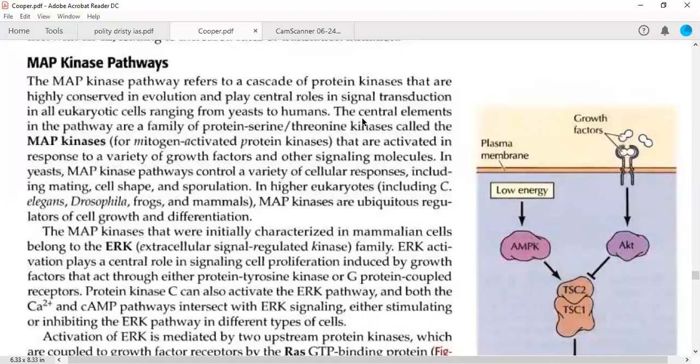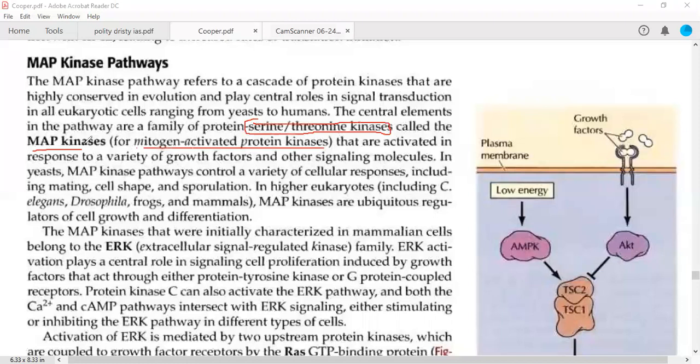Okay, so the central element in the pathway are the family of proteins, serine threonine kinases, and these serine threonine kinases are called MAP kinases. But before MAP kinases, there are other proteins as well. So first of all, this is important. They are serine threonine kinases, so they are MAP kinases. MAP for mitogen activated protein kinases.